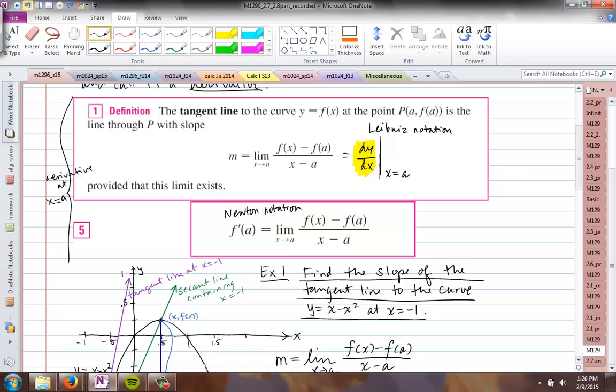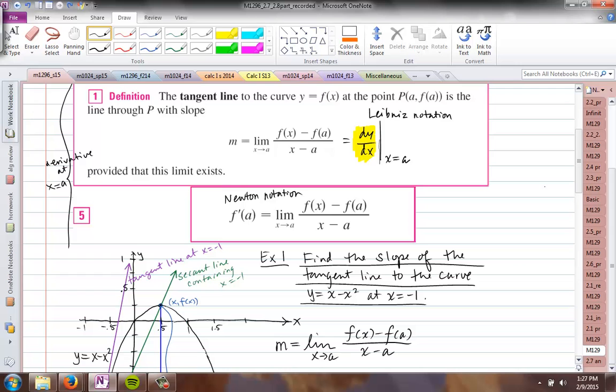Sometimes Leibniz notation can be very helpful for particular applications of derivatives. To finish this definition, it says provided that this limit exists. That's always a disclaimer for a lot of these definitions and theorems: the limit has to exist. In other words, it can't be infinity or negative infinity, and it can't just not exist because the left and right hand limits don't equal each other. There are a lot of reasons why a limit might not exist, and those are just a few.